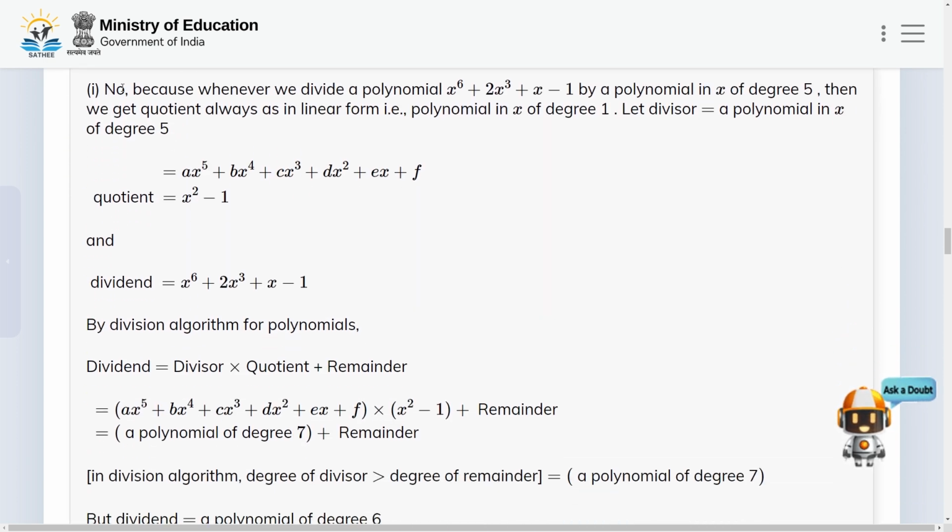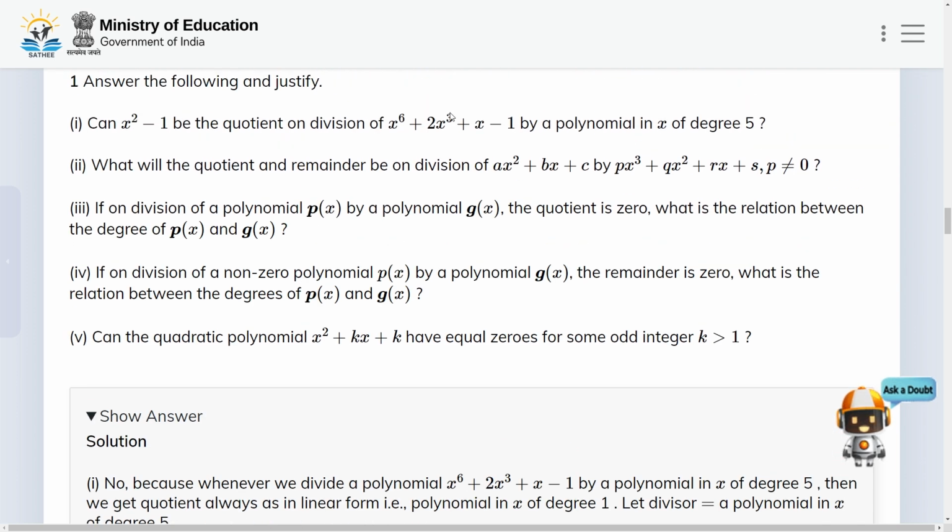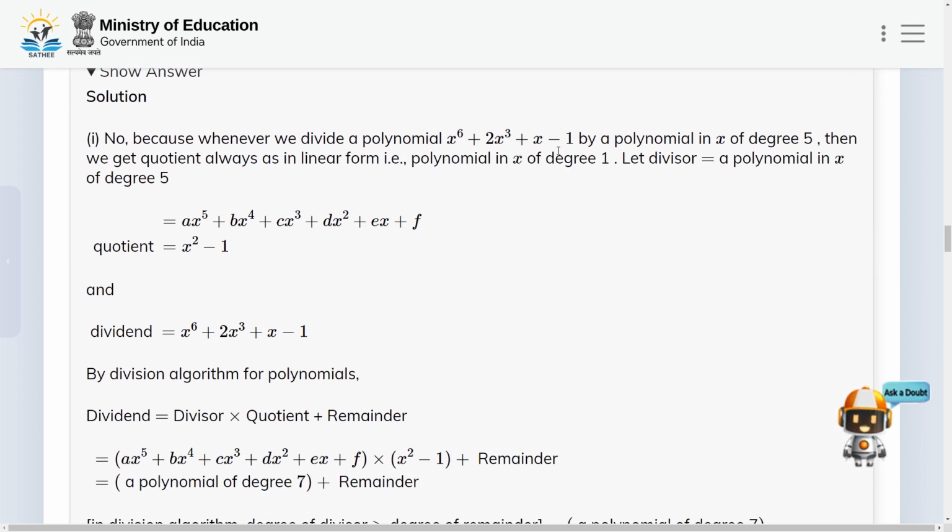So the answer is no, because whenever we divide the polynomial x to the power 6 plus 2x cube plus x minus 1 by a polynomial in x of degree 5, we always get the quotient in linear form. Okay, that is a polynomial in x of degree 1. So let the divisor be a polynomial in x of degree 5. Okay, so here we let this be equal to ax to the power 5 plus bx to the power 4 plus cx to the power 3 plus dx square plus ex plus f.